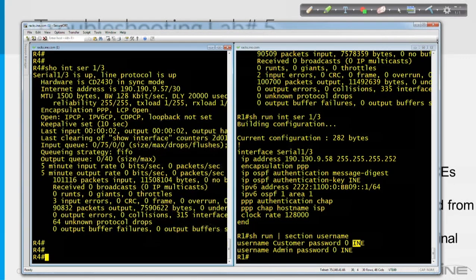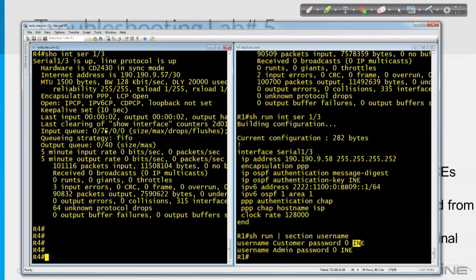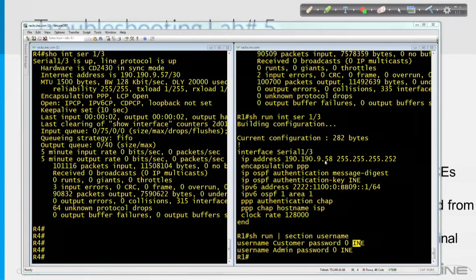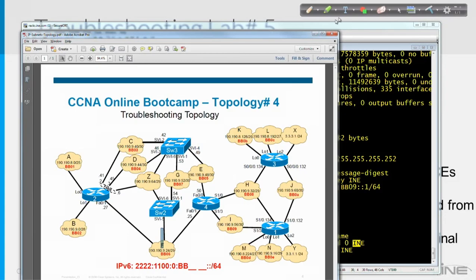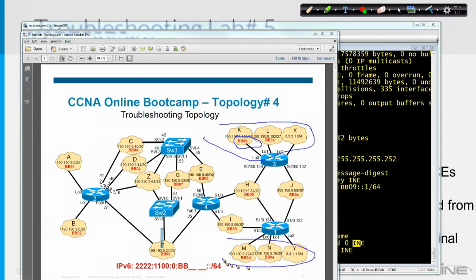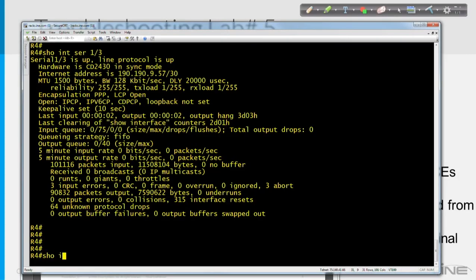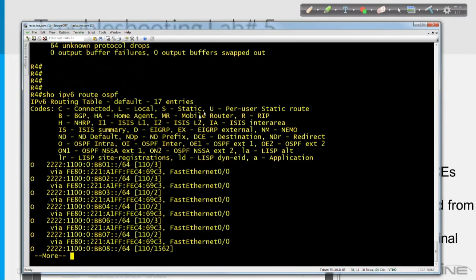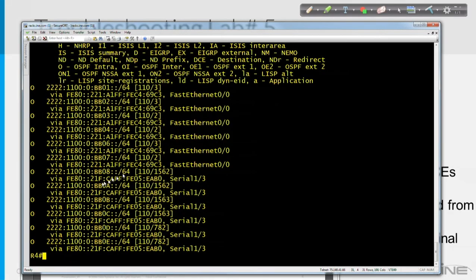Okay, so that being the case, now let's look in router 4. Previously, router 4 was missing BB0B. As a matter of fact, he was missing all this stuff. All this stuff was gone. But specifically, let's look for BB0B in router 4's routing table. Show IPv6 route OSPF. And there it is. There is BB0B.